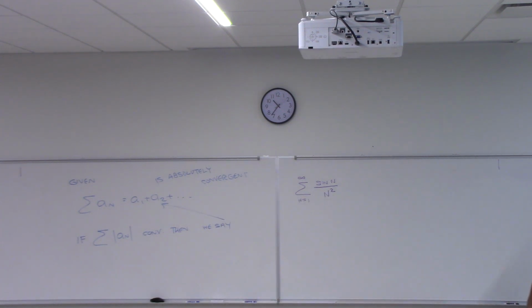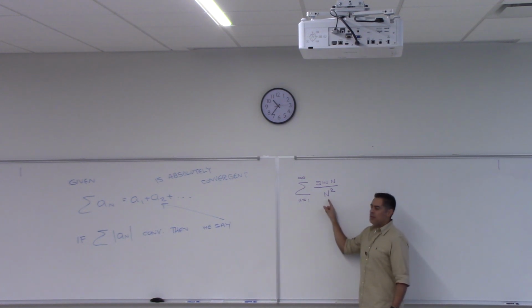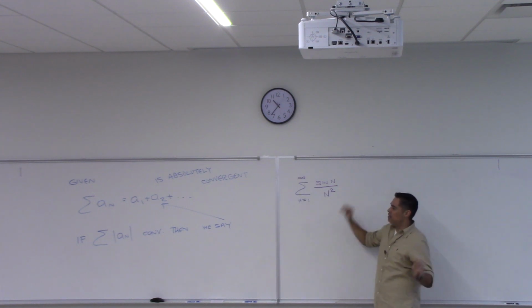I've given you a series, yes? Okay. First thing, nth term test. Take the limit as n goes to infinity of that. What do you get? 0, right? Bounded over infinity. That goes to 0. What does that tell you? Nothing. So I don't know what happens.